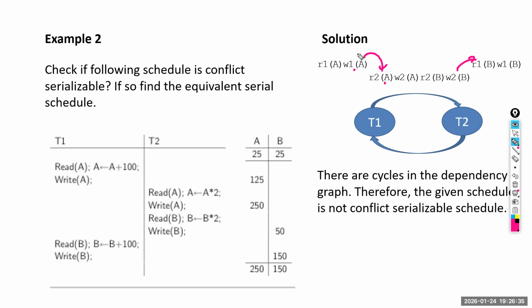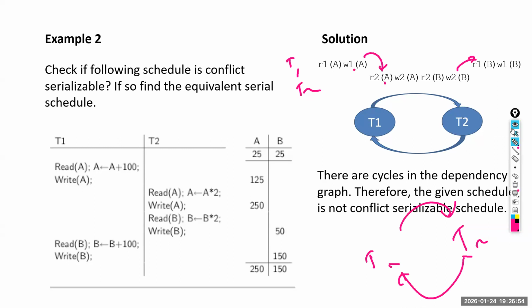So therefore we have say T1 and T2. There's a dependency between T1 to T2 and also T2 to T1. So this is a cycle. This is a cycle. So therefore this is not a conflict serializable schedule.